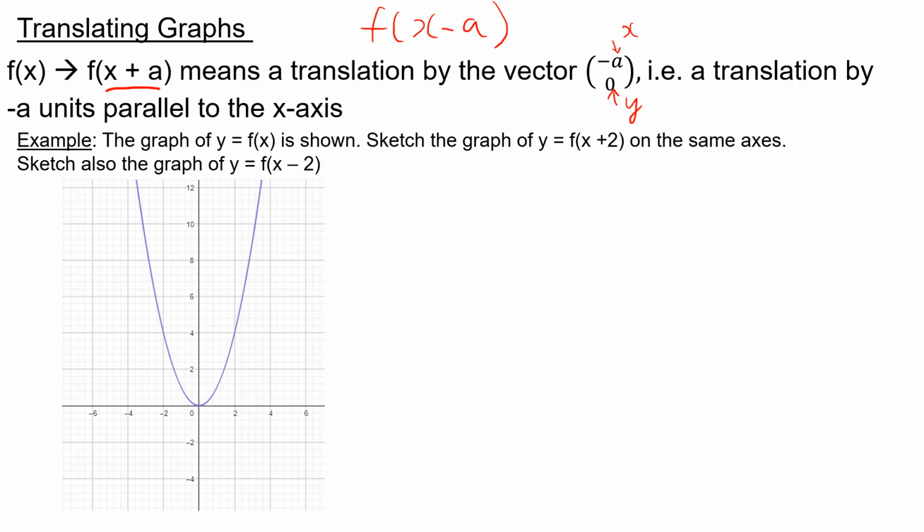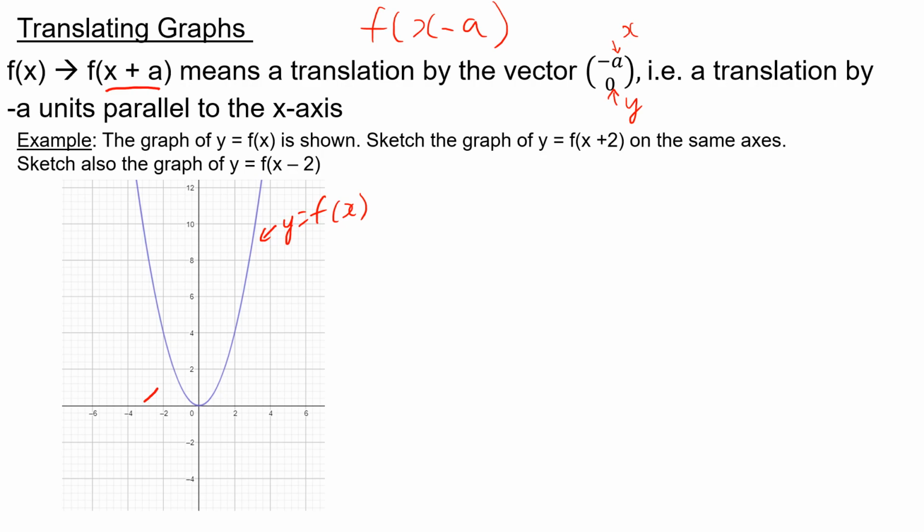So in this example, we have the graph of y equals f of x. We want to sketch the graph of y equals f of x plus 2. Now what that will do, it will move the entire graph to the left 2 places. A good trick is to look at where the graph has a minimum or a maximum point, so here that's at 0, 0, and to move that first as a bit of a guideline. And then we can draw the graph again.